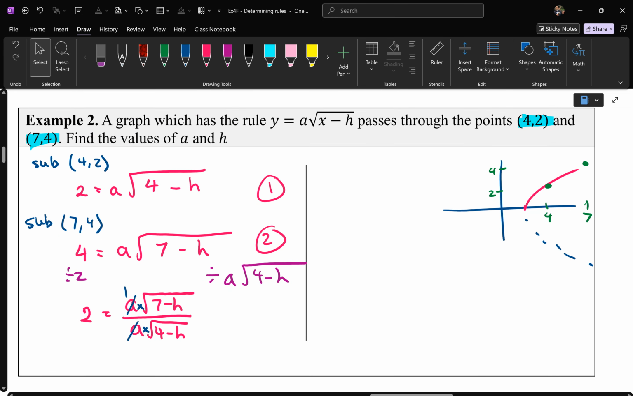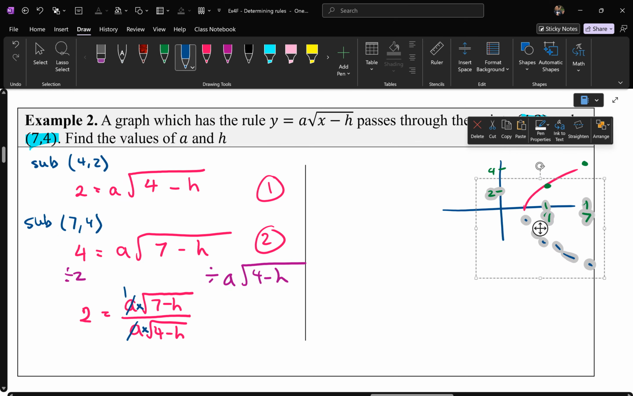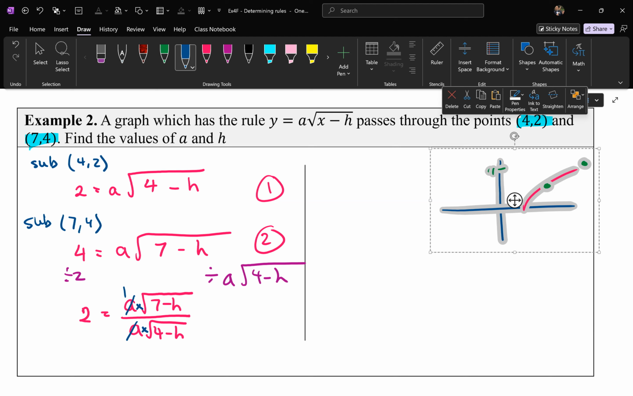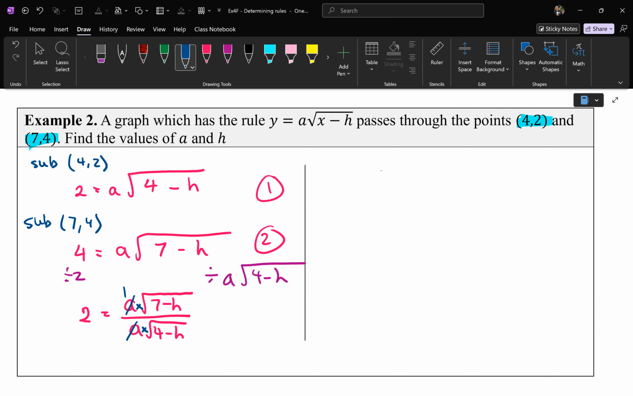So I'll just take this graph away so I've got a bit more space. Let's do it again. So I've got 2 is equal to, the a's cancel out, and you get the root of 7 minus h all over the root of 4 minus h. So the a's cancelled out, and I used the elimination method there. The aim is to remove one of the parameters. Now I only have h, so you have one equation, one parameter, or one variable. You can solve it now. So, how do I solve this? What are you going to do? Anyone have clues now? Is this a bit easier to do now?